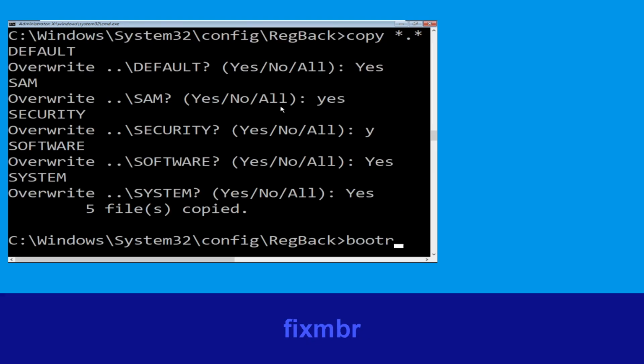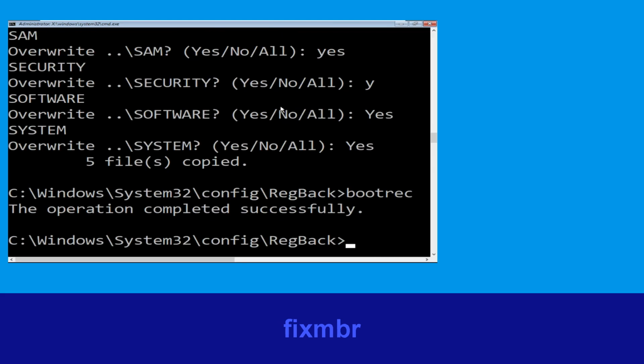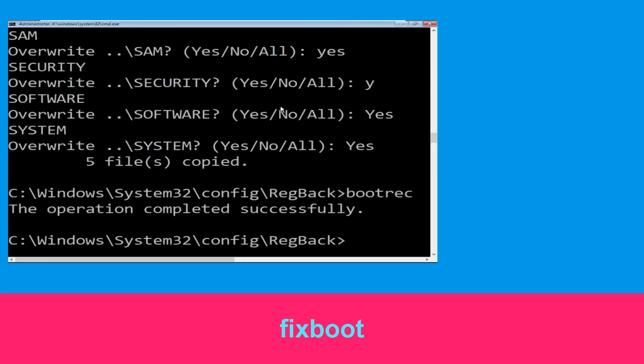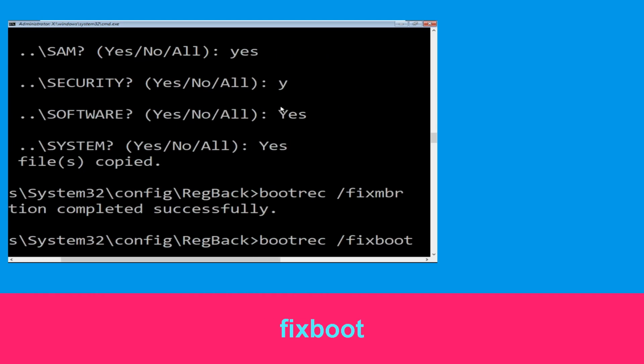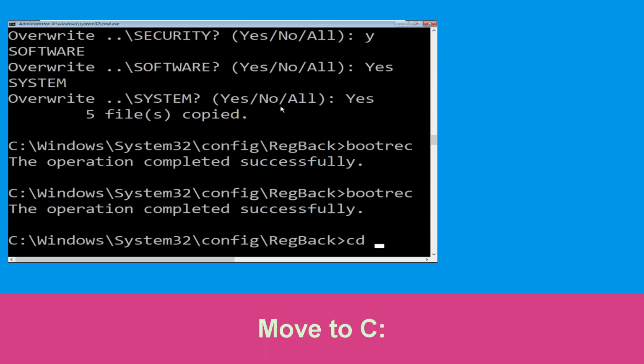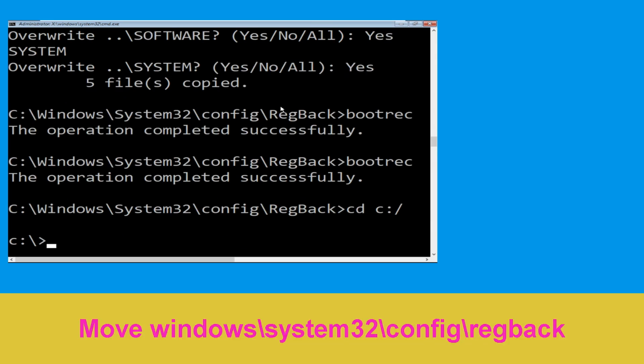Now type bootrec space /fixmbr and hit enter to execute the command. Type bootrec space /fixboot and hit enter. Now type in cd space c:/ and simply hit enter to execute the command. Now type cd space windows/system32/config/regback and hit enter to execute.